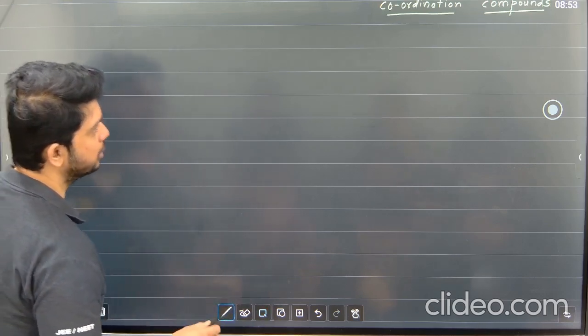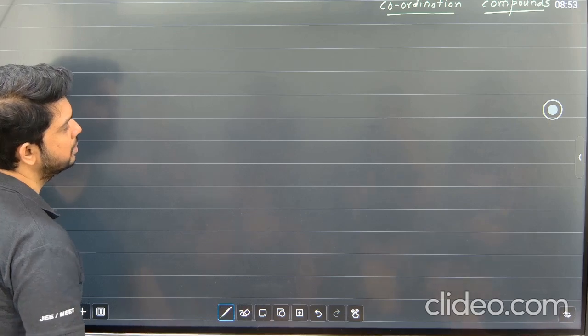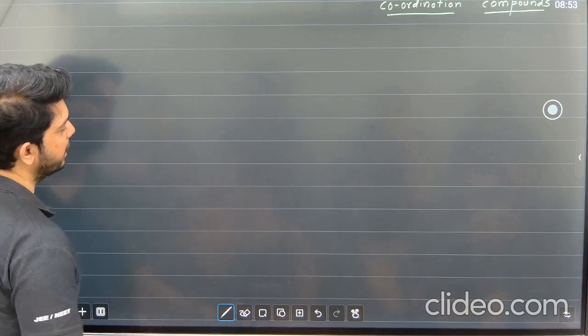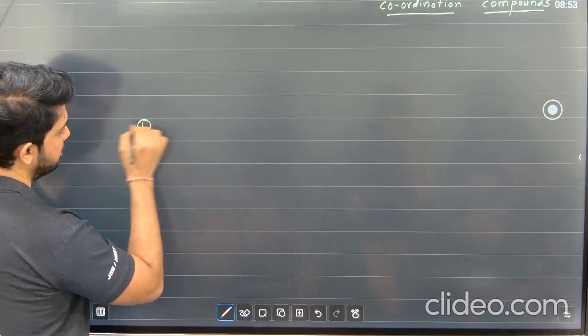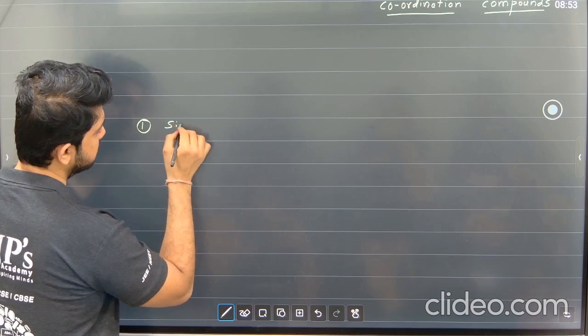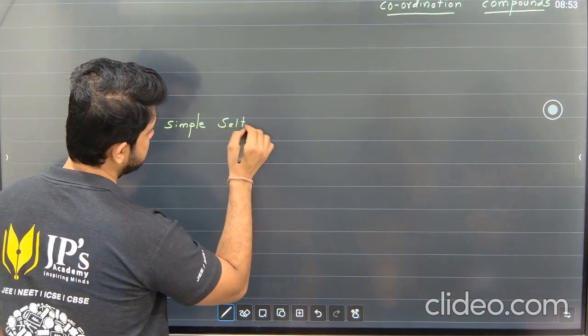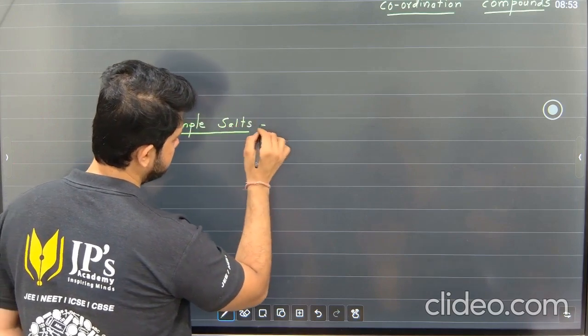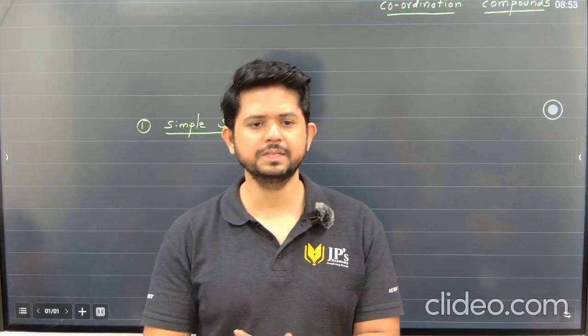Okay. चलो. Now salts are divided into two categories. सबसे पहले, salt that we've learned, they're called as simple salts. ठीक है. What do you mean by simple salts, people?